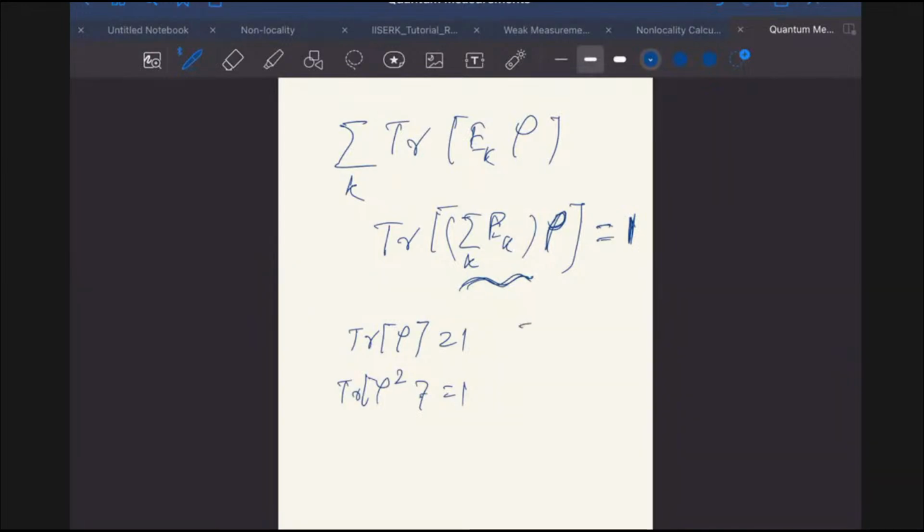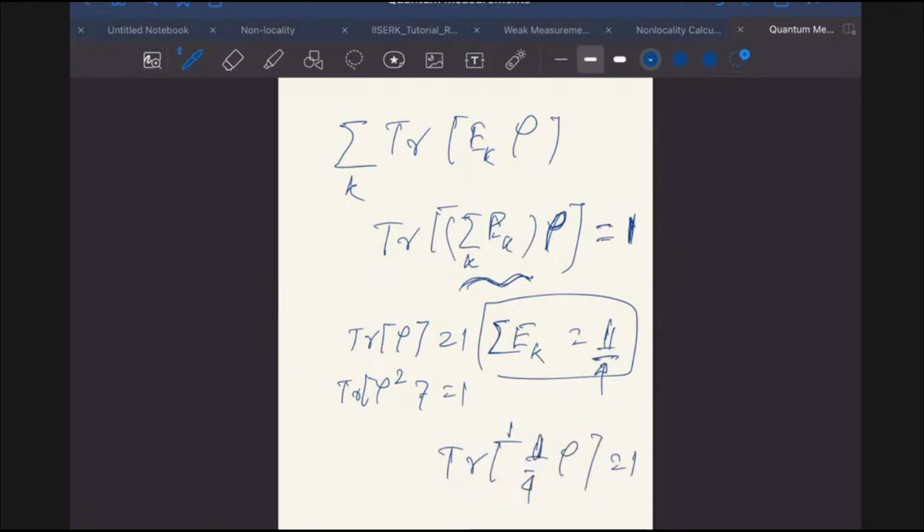So now I'm writing the conclusion that the sum over ek should be identity. If it is not identity, say identity by 4, you get some identity by 4 ek, then you place it over here, identity by 4 into rho, it should be 1. Can it be 1 for any other value of this? Because trace of rho should be 1 for any pure state or mixed state. No, that is not possible. Yes, this is the conclusion: sum over ek equal to identity.